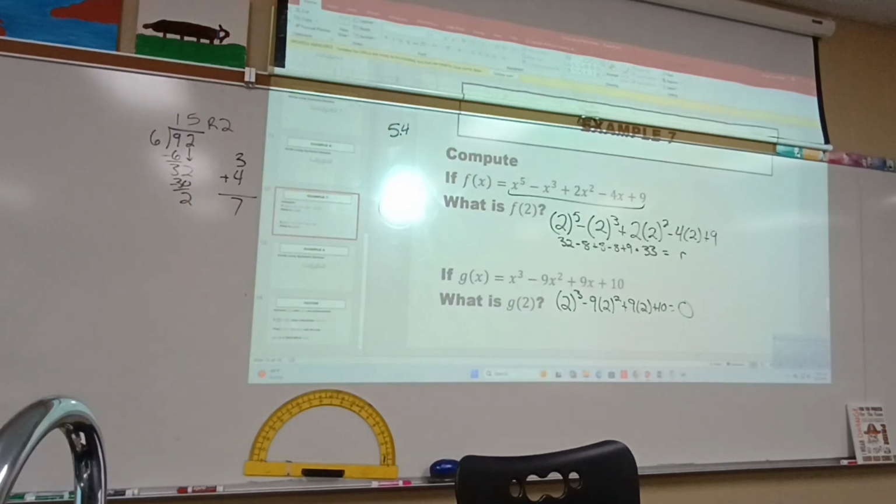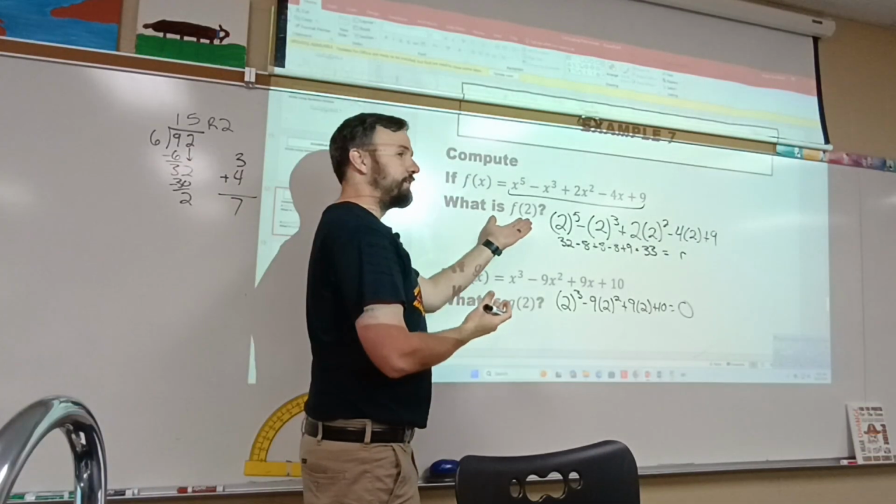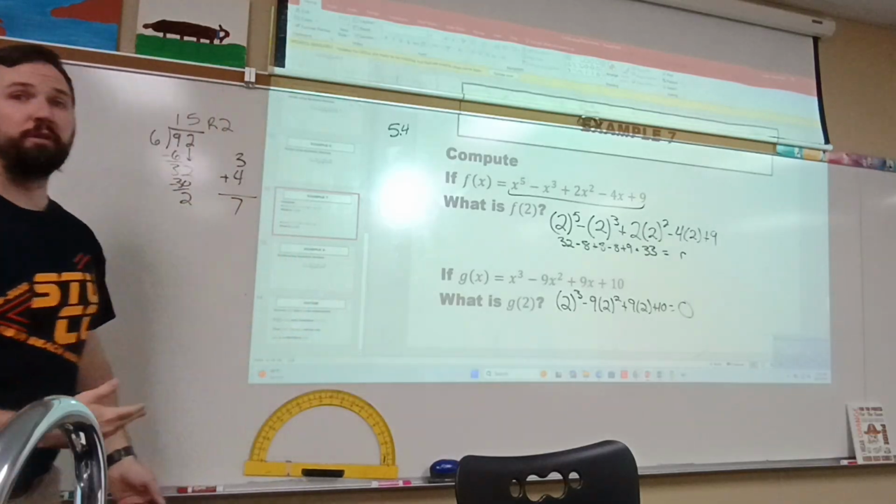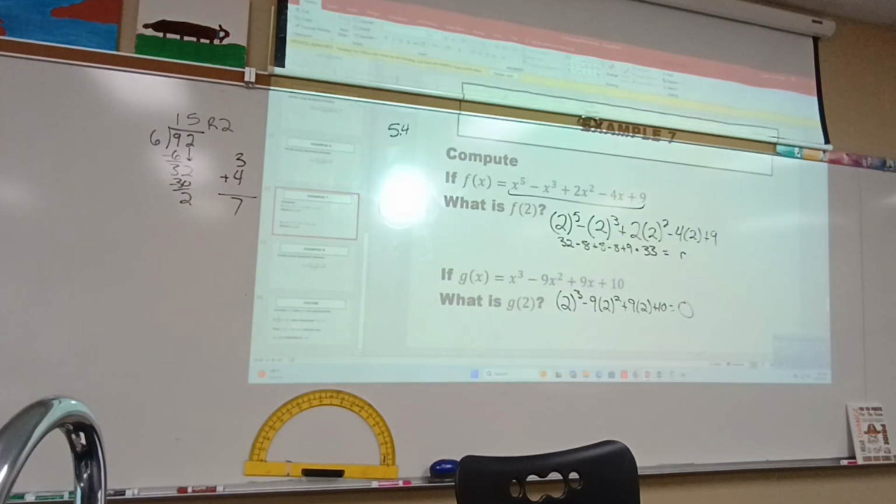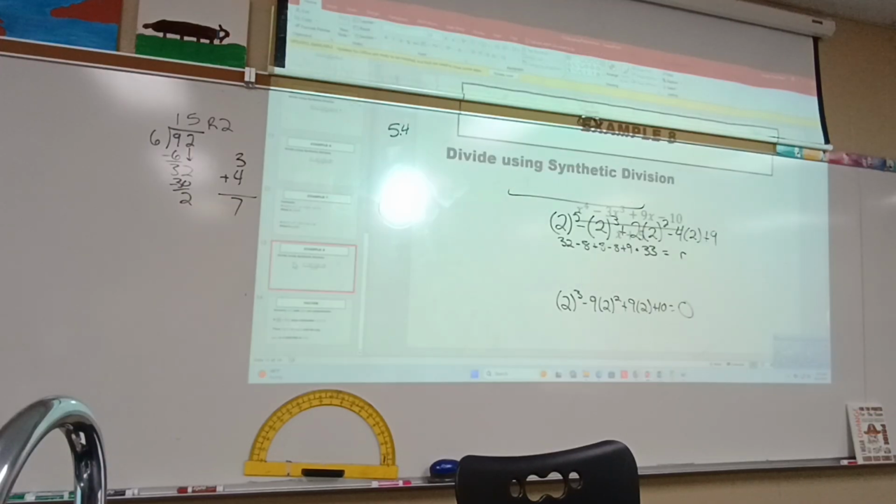I got 0. So you're telling me that if I divide a function by the linear factor of it, I'll get what it is when I plug in that value? Yeah, because if it's a 0 and I divide it out, I should get a 0 because that is a 0. That's called the remainder theorem.